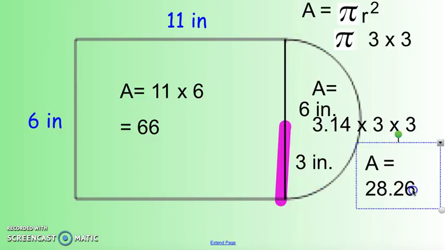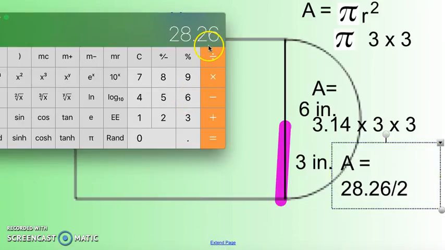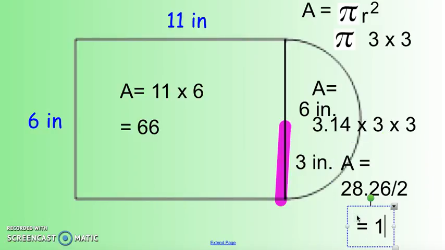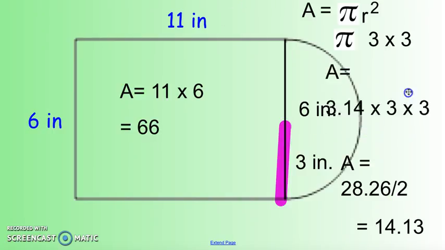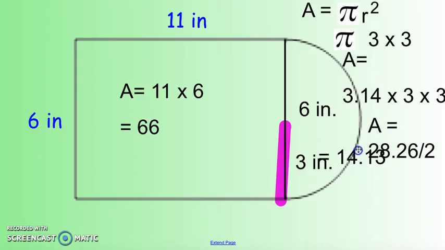So I can't use this full amount. I need to take half of it. Okay, so how do I take half of something again? Yeah, divide by 2. Okay, so let's take the calculator. Let's divide this by 2. Divide by 2, and I get 14.13. So all this work that we did, I'm going to move it out of the way. And I am going to put 14.13 as our half circle or our semicircle.